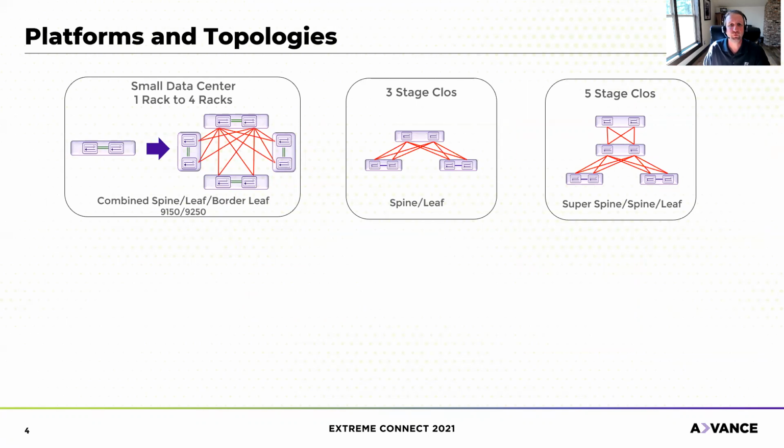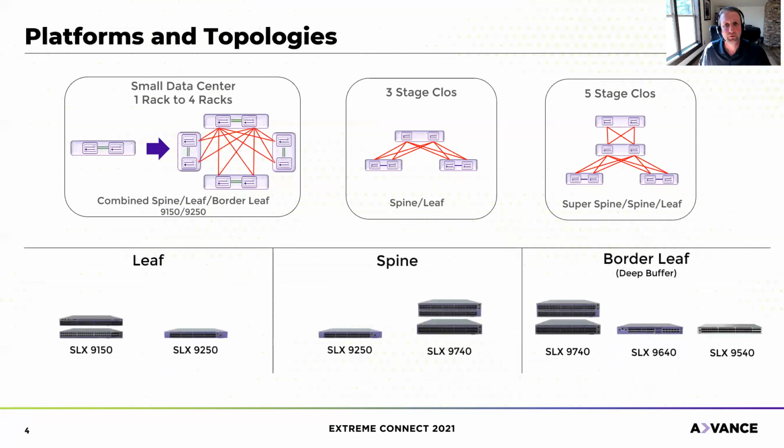So if we look at the platforms and the topologies, we can see that there are 3 different topologies shown. The small data center fabric can start off as just a simple 2-switch pair, move up into 4 of those pairs. Then we go into more of the traditional 3-stage CLOS and 5-stage CLOS. Now, in all cases, you can see we have different platforms available to fit different places in the network. And some of these can be multifunctional.